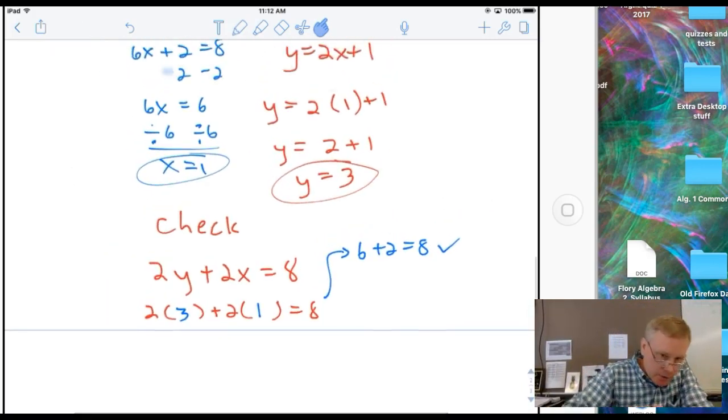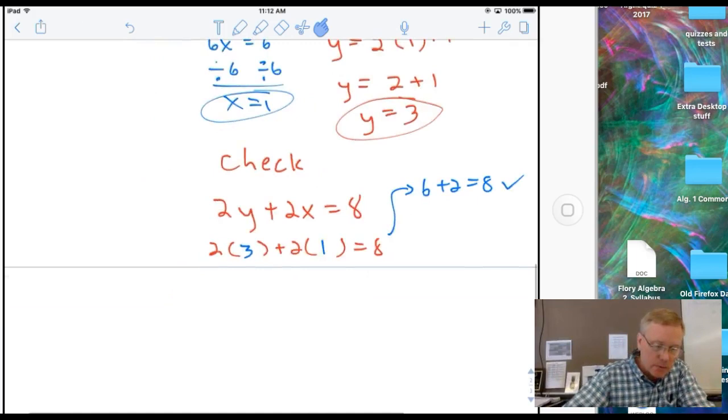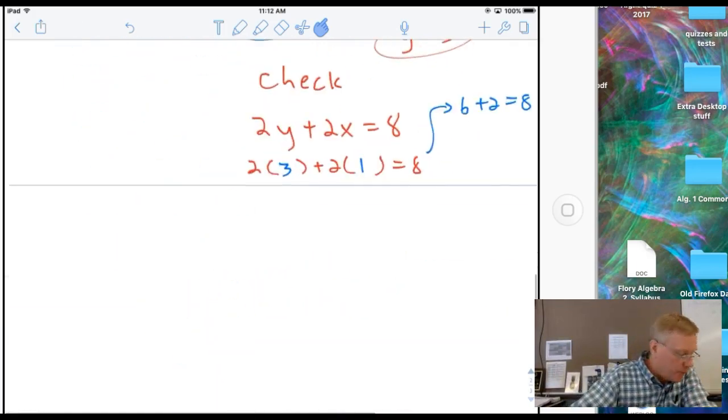I always check in at least one equation. Really should check in both, but I'm just going to check in one. I already did these problems out too. I know I got the right answer. All right, that was number 3. Number 4.